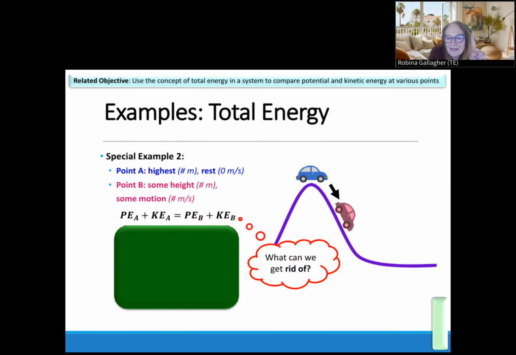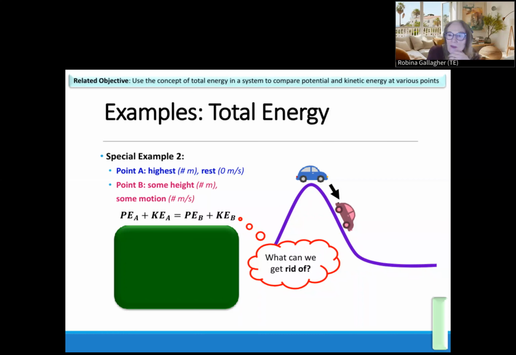If it's at rest, does it have kinetic energy? Yes or no? No, it does not have any kinetic energy if it's at rest. Awesome. Good job. And that tells me on the left side of this equation, I can cancel out the kinetic energy, right?